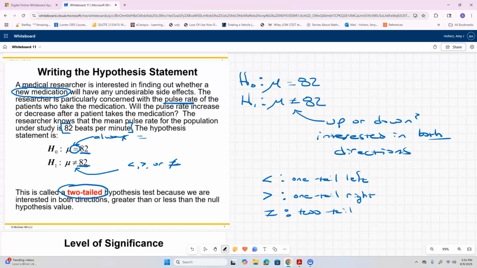Okay, so our null hypothesis has an equal sign. Both of them have the same number, and then we have to make a decision for the alternative hypothesis if we're looking at less than, greater than, or not equals.